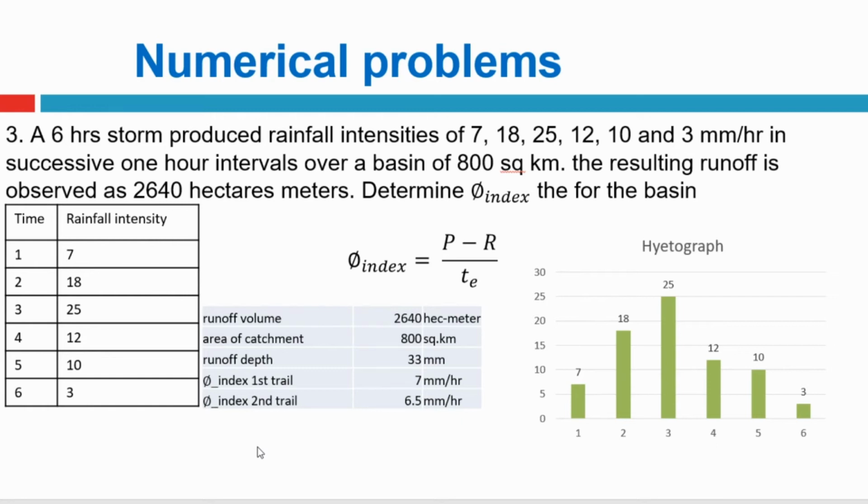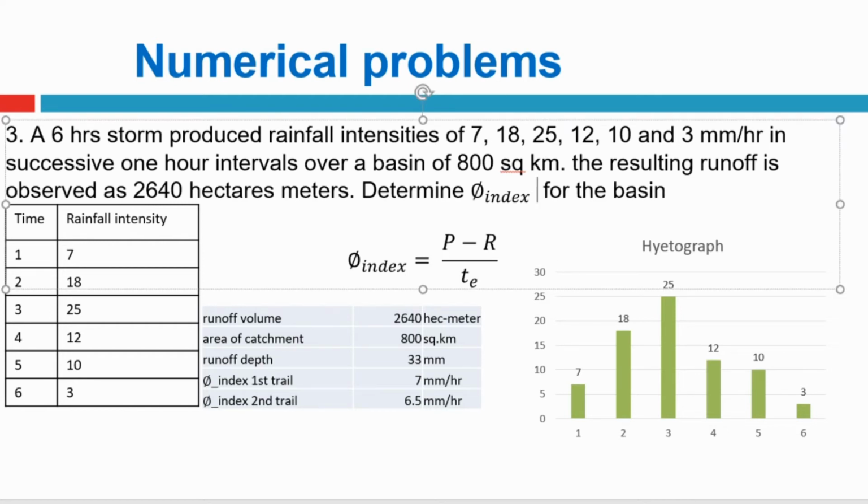As you can see, the question: a 6 hour storm produced rainfall intensities of 7, 18, 25, 12, 10 and 3 mm per hour in successive 1 hour intervals over a basin of 80 square kilometer. The resulting runoff is observed as 2640 hectare meters. Determine the phi index for the basin.